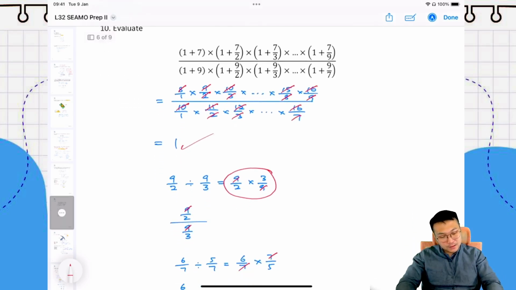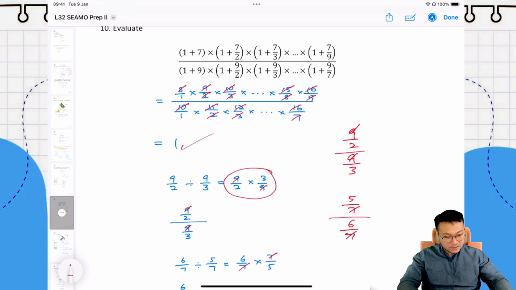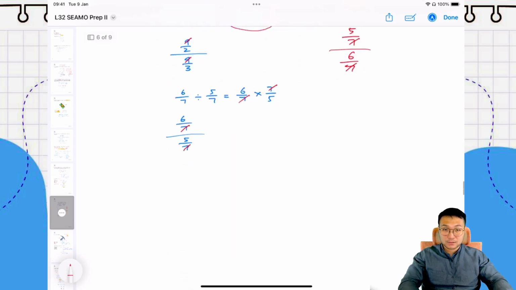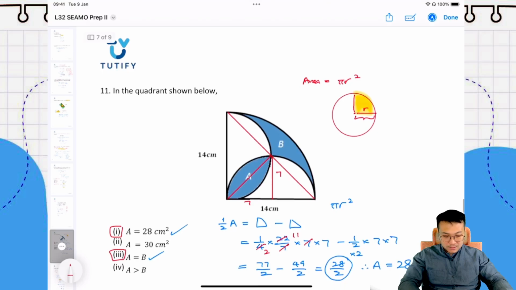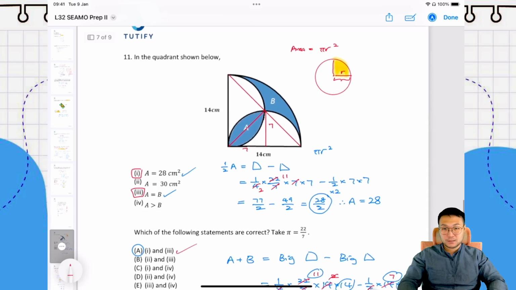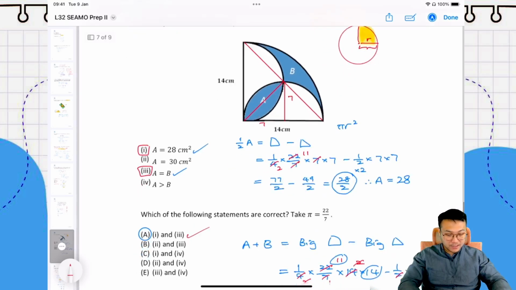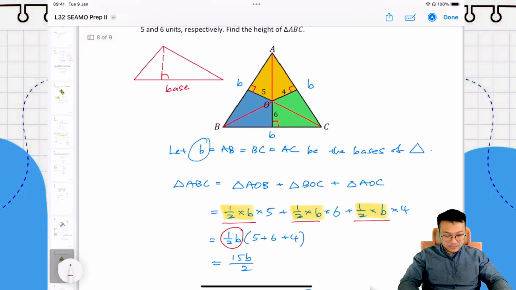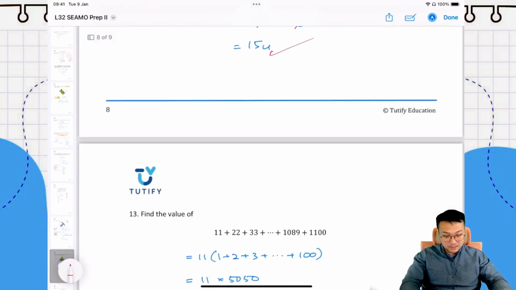What do we learn from here? Numerator and numerator can be cancelled out. Denominator and denominator can be cancelled out. And these circles, area of a circle is pi r squared. Everyone should know this formula. And every triangle needs to have a base which is perpendicular to the height.